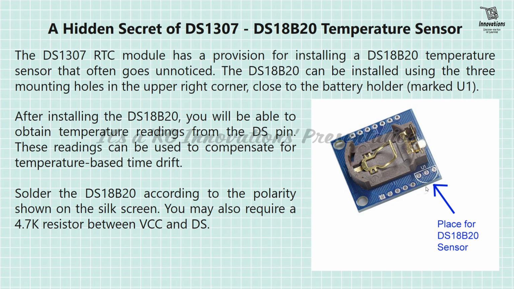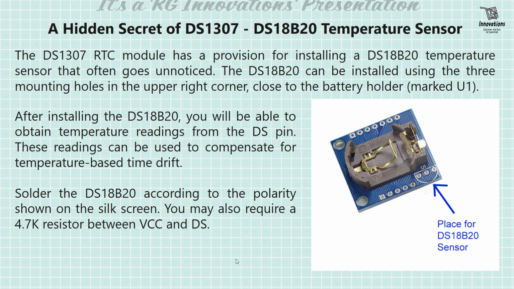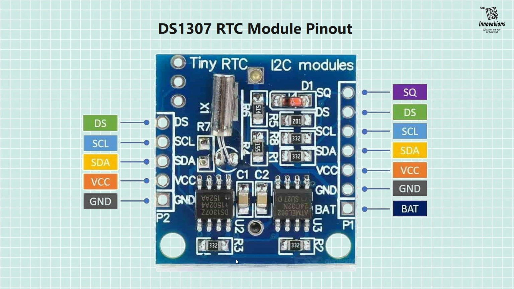You will be able to obtain temperature readings from the DS pin. These readings can be used to compensate for temperature-based time drift. Solder the DS18B20 according to the polarity shown on the silkscreen. You may also require a 4.7K resistor between VCC and DS. So, enough of theory. Now we will see the pinout diagram of the DS1307 RTC module.